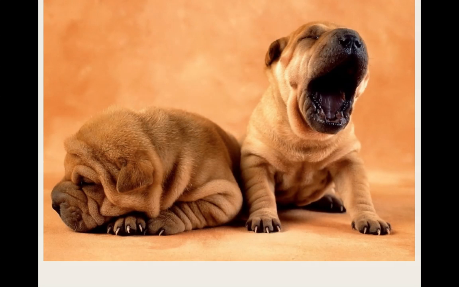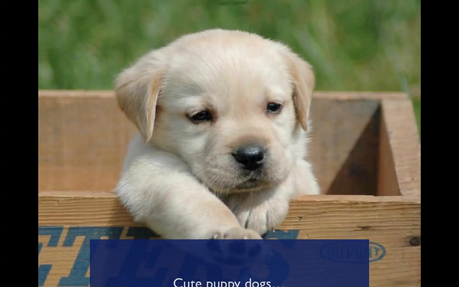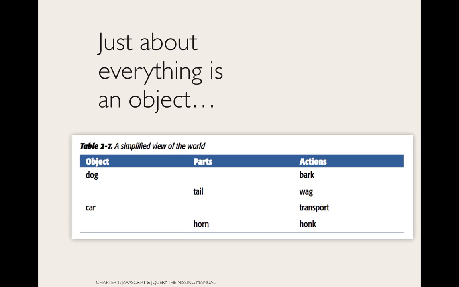Let's talk about objects for a second. Now, if you think of an object, you can think of dogs. Objects in JavaScript are like dogs. Believe it or not, if you're a cat person, think of cats, but for right now, let's think about dogs. Cute little puppy dogs that will sometimes crap on your carpet. But if you think of a dog or a car as an object, they all have parts. They all have nouns. A dog has a tail, a car has a horn, and the verbs or actions they can perform are like barking and wagging for the tail of the dog, and a horn might honk, a car might transport. All these different things are objects and nouns and verbs, things that are properties of the object and verbs of the object, or things they can do.